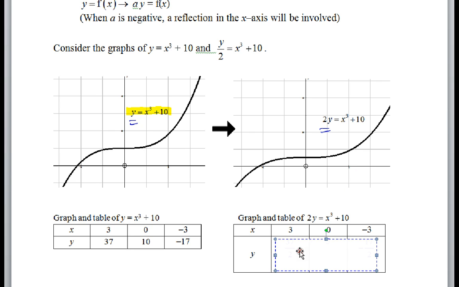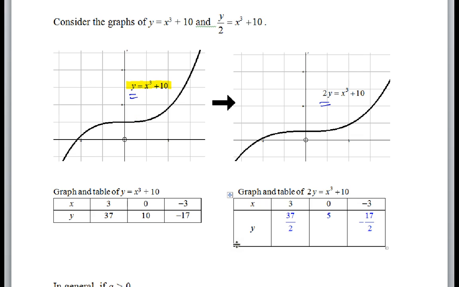So similarly, if I substitute x equals to 0, I get 10. My new y will be 10 times 2 or 10 divided by 2? Divided by 2. So very quickly, you should be able to fill up these three numbers. And you realize that by replacing y with 2y, all your y coordinates are divided by 2 instead of multiplied. You follow what I'm saying? Yes? So let's make that observation.